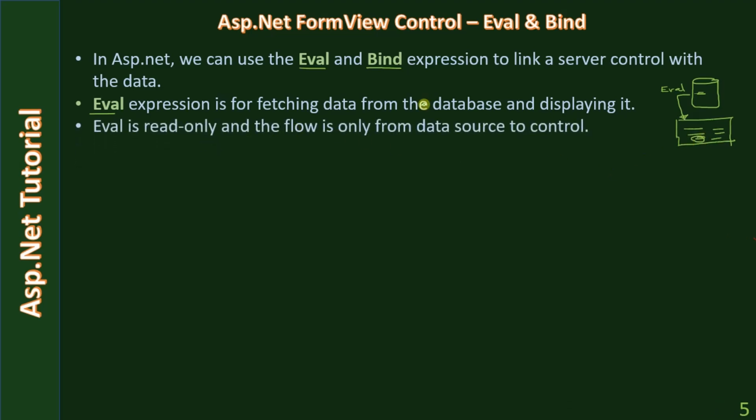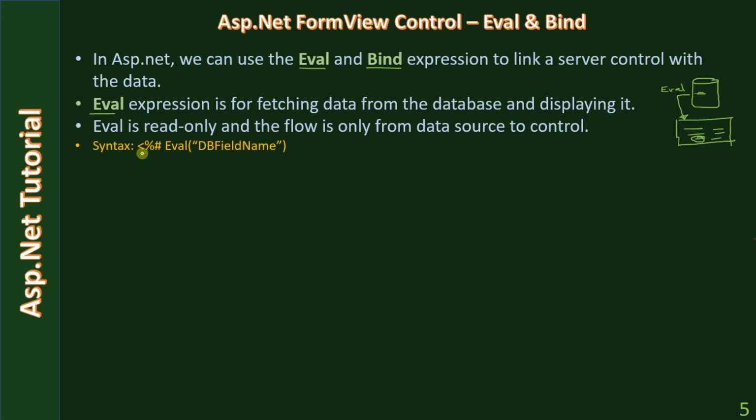Eval is read only because the data movement is one way from data source. The data get moved to your form and get displayed in a specific field. Eval is read only and the flow is only from data source to a specific control.